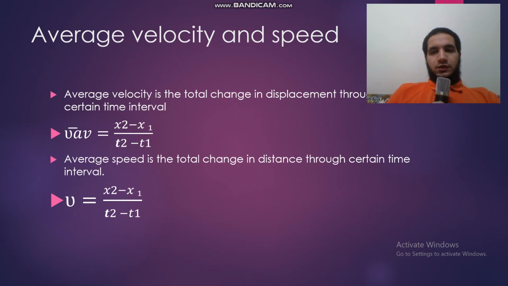And average velocity is very easy because it measures the total difference between the two positions, and it's different from the instantaneous velocity that we'll be covering in a minute also. So the main difference between the average velocity and average speed is that average velocity is dealing with displacement, and speed is dealing with distance.